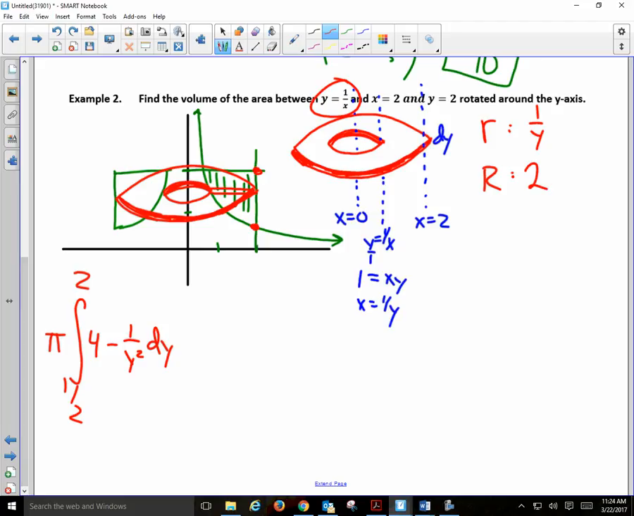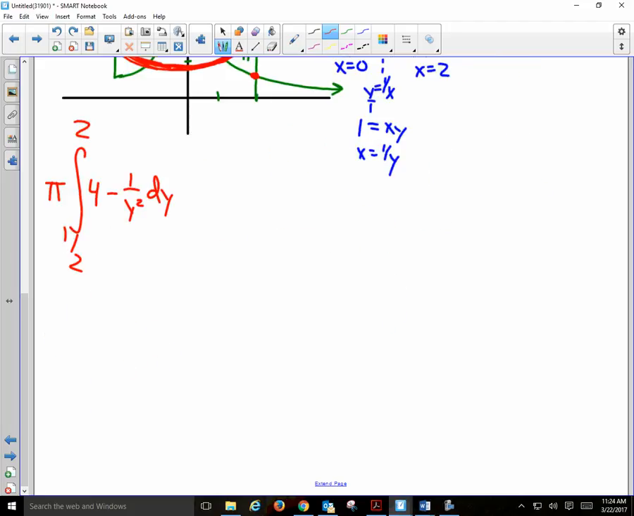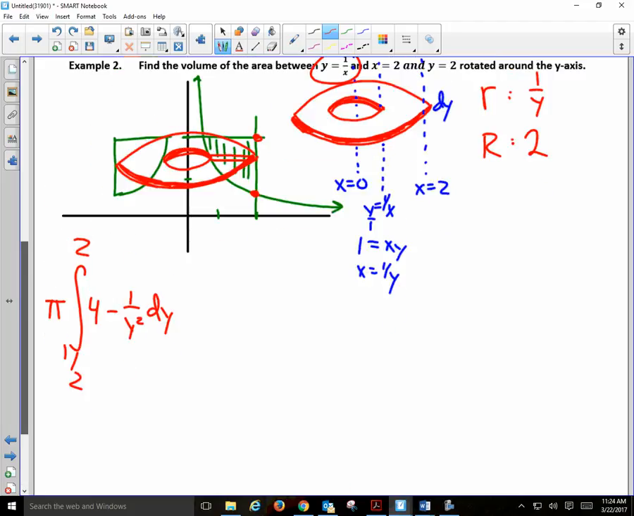Let's integrate. This is the line y equals 2 up here. The y value is 2. This coordinate right here is (2, 2). This coordinate right here is (2, 1/2). And we're looking at the y values.